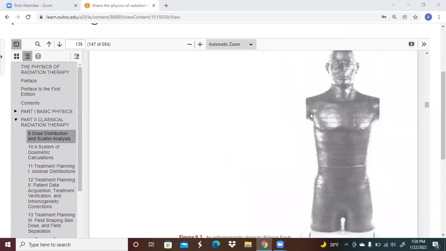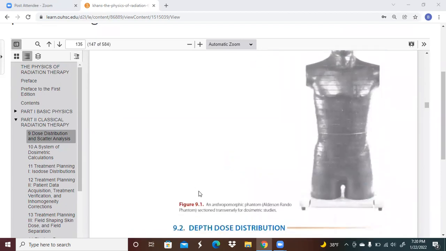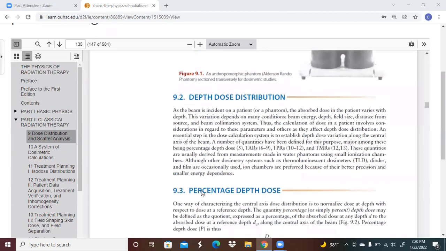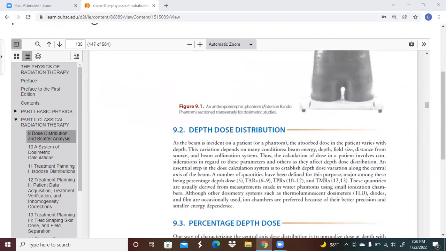And there's our Rando phantom right there, where we can get an idea as to how the radiation might behave in that particular phantom. So, an anthropomorphic phantom. So now that we have the phantom itself, how do we go about making measurements?